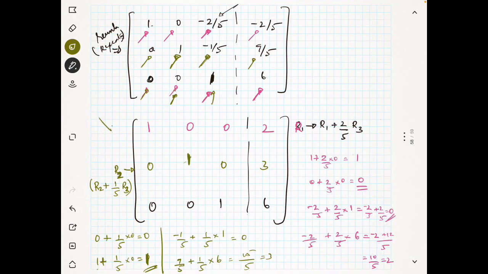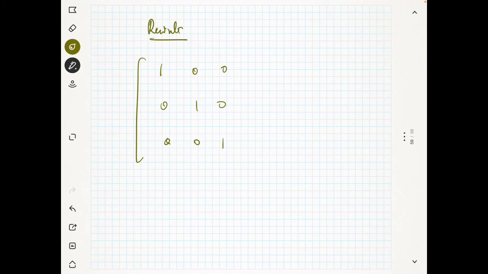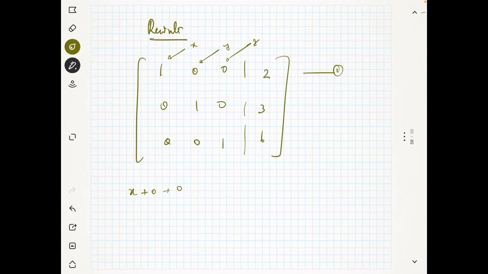Okay, now I will rewrite this again. So I am going to rewrite. This has become 1 0 0, 0 1 0, 0 0 1. We got this. Now on the right hand side, what is that? 2, 3 and 6. So we got the answer. You see here, this is for the coefficient x, and this is for y, and this is for z. So if I take the first equation, it is nothing but x plus 0 equal to 2. That means your x is equal to 2.